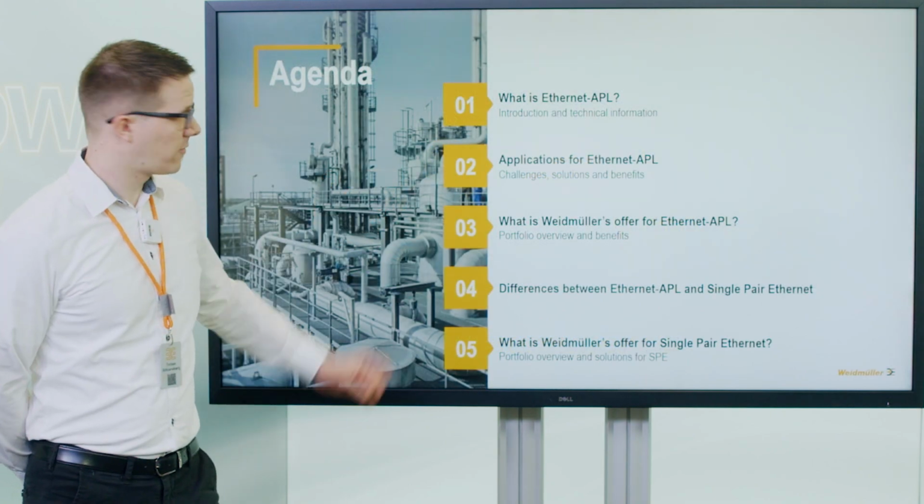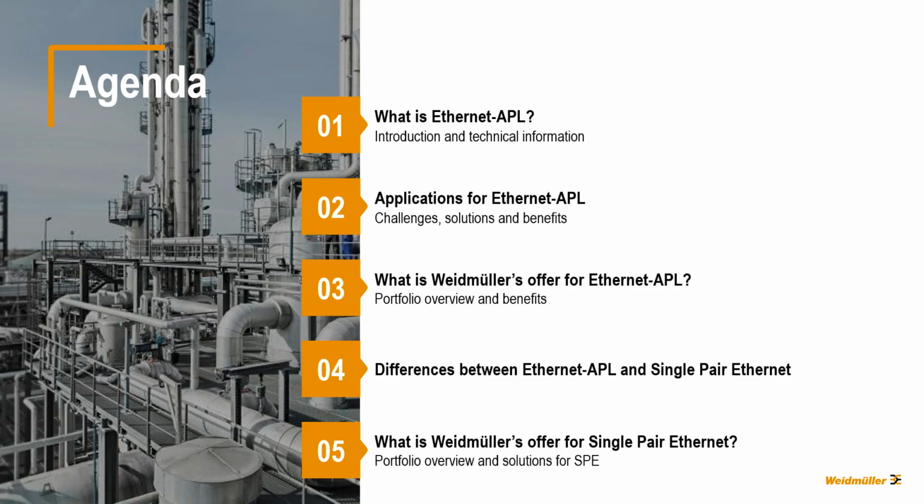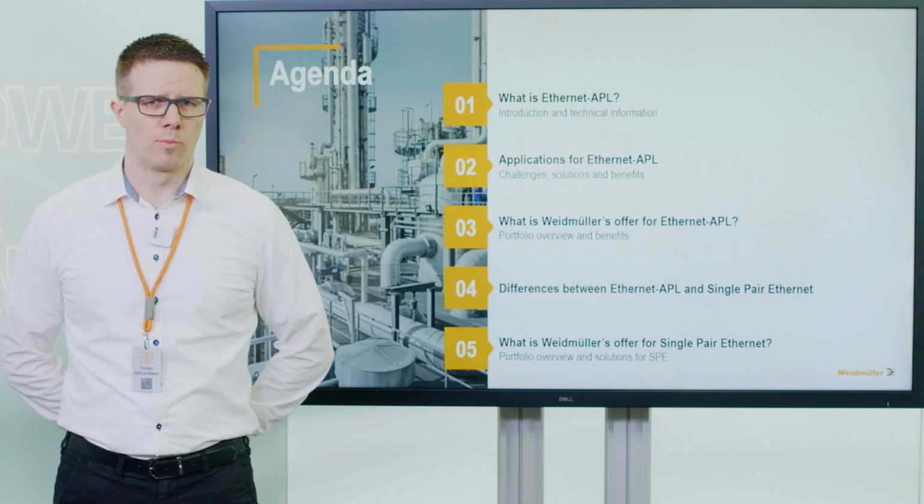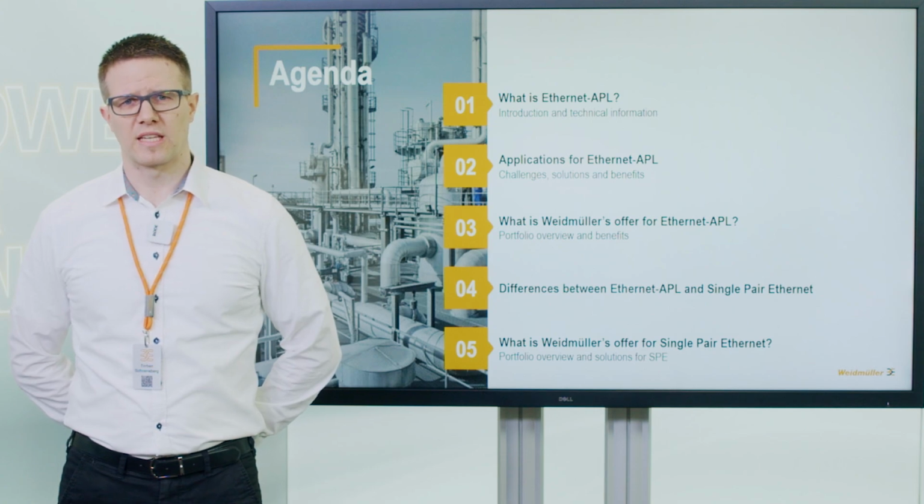So let us first have a look at today's agenda. We will start with what is Ethernet-APL. We have a general introduction and get some technical information. We will then look at the applications for APL to see what are typical applications, what are maybe the customer's challenges, what solutions and benefits do we have. We will then have a more detailed look into the portfolio and what is Weidmüller's offer for Ethernet-APL. Then we will also check what is the difference between Ethernet-APL and single pair Ethernet. And then my colleague Klaus will tell you a bit more about what is Weidmüller's offer for single pair Ethernet.